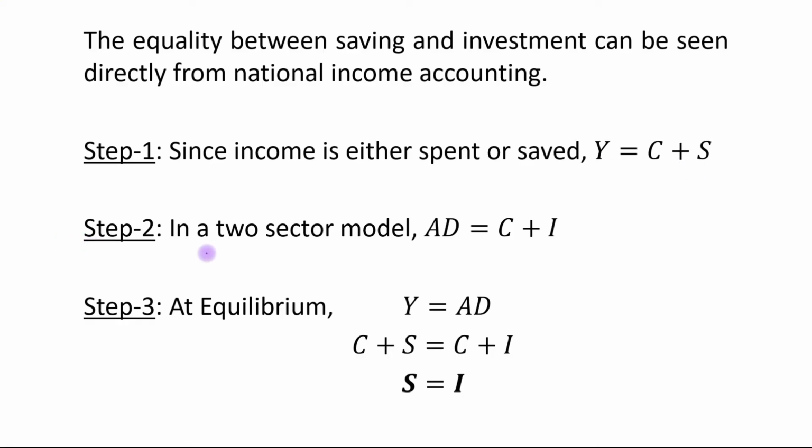Step 2. In a two-sector model, aggregate demand is equal to consumption plus investment. Step 3. At equilibrium, Y equals AD, so consumption plus saving is equal to consumption plus investment. We can cancel these terms and finally we get saving is equal to investment.